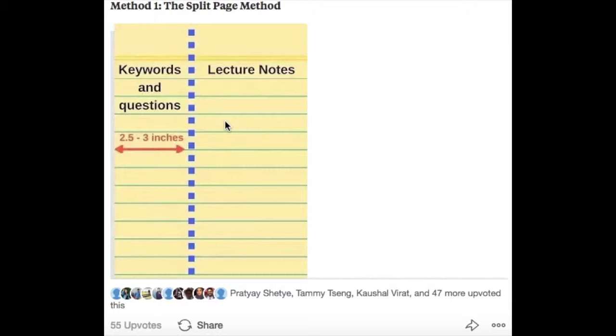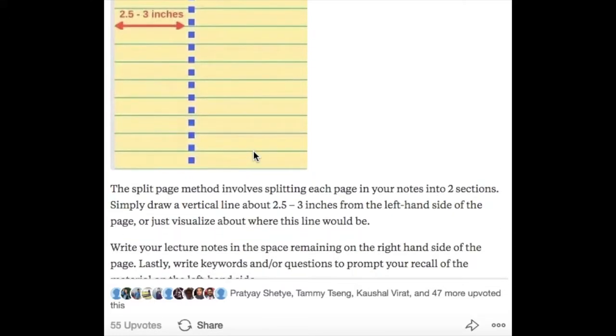And so when you go to study, the idea is that you're going to cover up your lecture notes, either with your hand or with a sheet of paper, a folder, whatever you have, and just look at those keywords and questions, and then try to recall your lecture notes that way. So they're basically just prompts to help you memorize your lecture notes. That's a really effective way to do it, and it's very simple. That's the split page method.